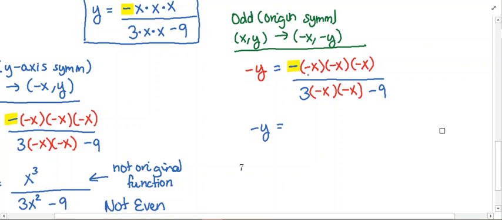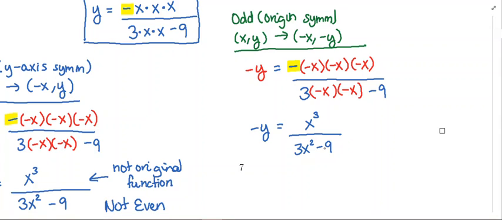On the right side, this is exactly what we had when we did the even test. So the right side, the numerator will simplify to be positive x cubed over 3x squared minus 9. Okay, now here comes the tricky part. You need to compare apples to apples.